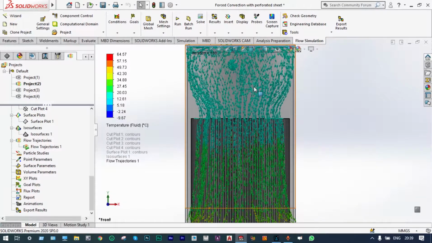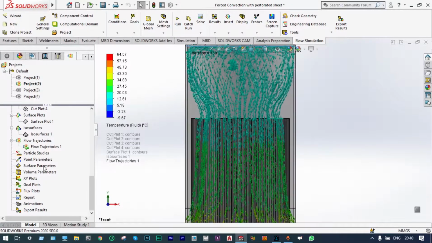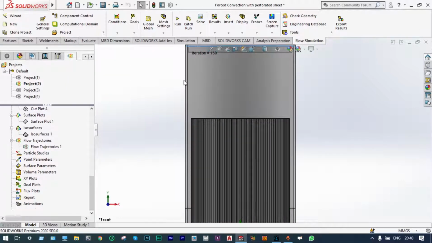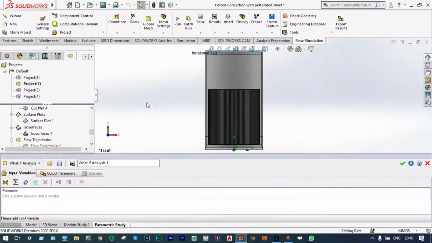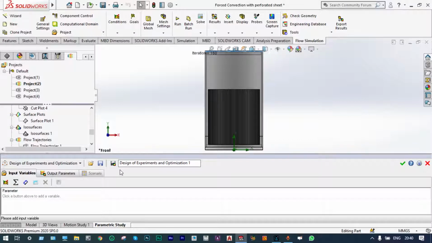Next to that, we will go for some kind of parametric study, and we will vary the fan speed. So let us clear and hide these things. Solve, new parametric study, and from here go for design of experiments and optimization. For that, you have to select the input variables. Let us select the input variable as the fan speed. It will be obtained from the boundary conditions.